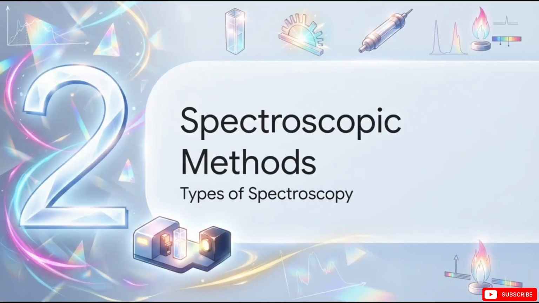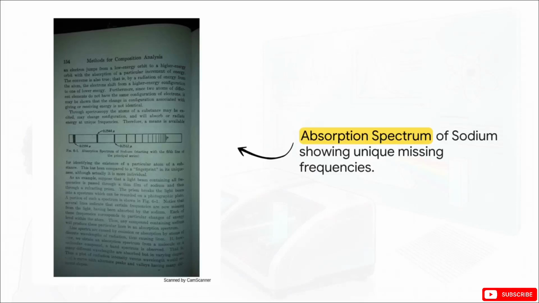Moving right along to part two. Types of spectroscopic methods. Now that we have that baseline theory of discrete energy jumps down, let's see how we actually categorize these measurements in practice. The image you're looking at brilliantly illustrates the concept in action. This is the absorption spectrum of sodium. Imagine passing a beam of light containing all the frequencies of the rainbow through a thin film of sodium and then running that light through a prism.